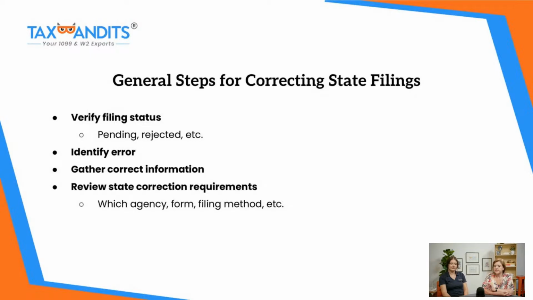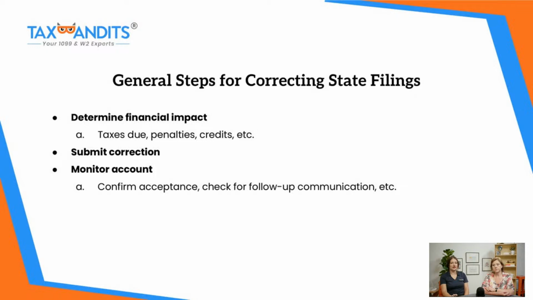Although every state has its own requirements, the general correction process usually follows a similar path. First, verify the filing status. Next, identify the exact error and determine what the correct information should be. Gather any supporting documentation that you need to provide to the state, along with the original return, the corrected payroll reports, employees' information, records, payment confirmations, and any state notices that you may have received. After that, review the state correction requirement to confirm the correct form, filing method, agency, and your deadline.